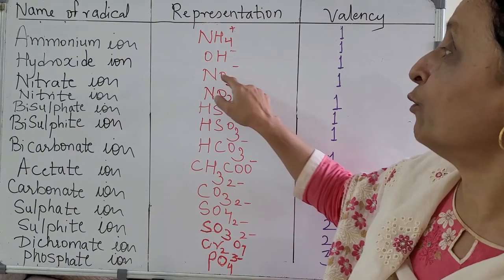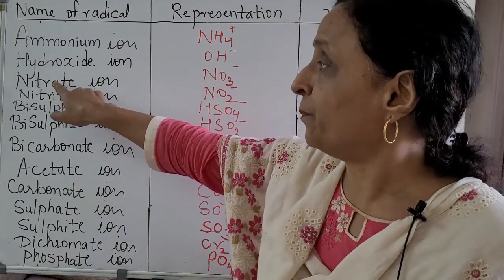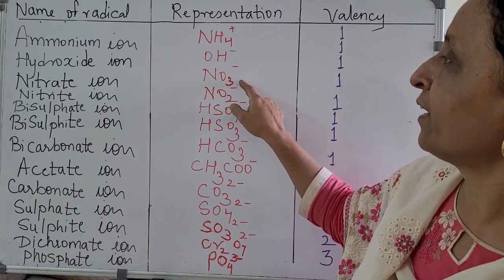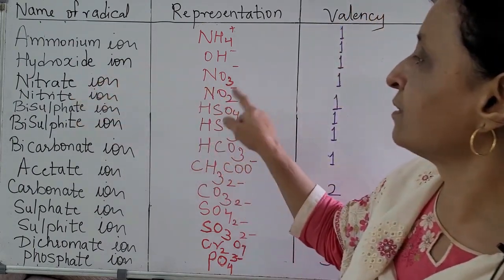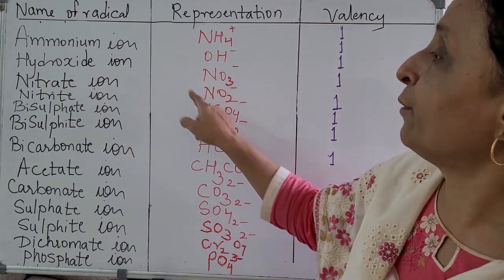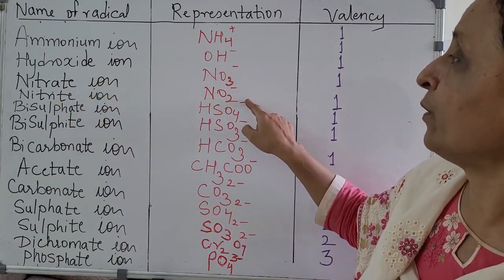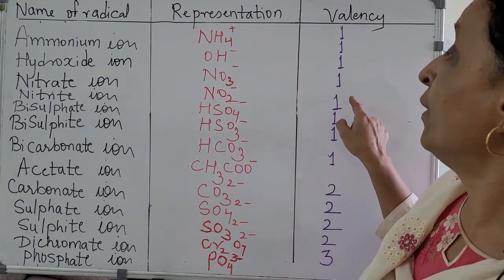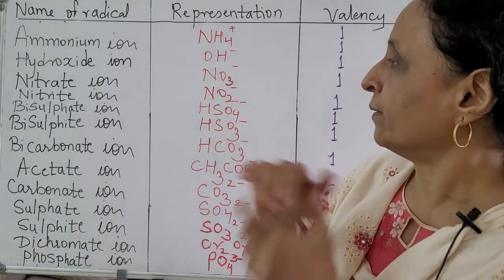Nitrate ion, NO3 negative, valency is 1. See, there is a change in the spelling, nitrate and nitrite. When it is nitrate, it is NO3, oxygen is 3. When it is nitrite, oxygen is 2. So you have to take the sound of nitrogen, nitrate, nitrite ion, NO3 and NO2. Now valency of NO3 is 1, valency of NO2 is 1. So it will combine with the valency 1.